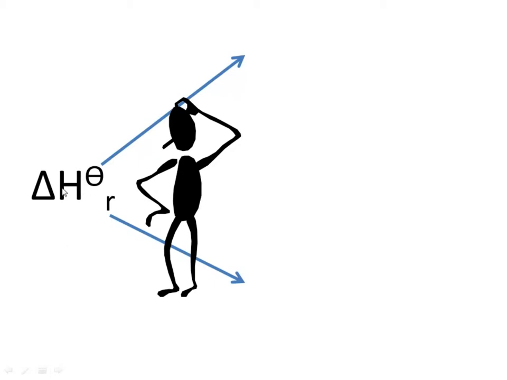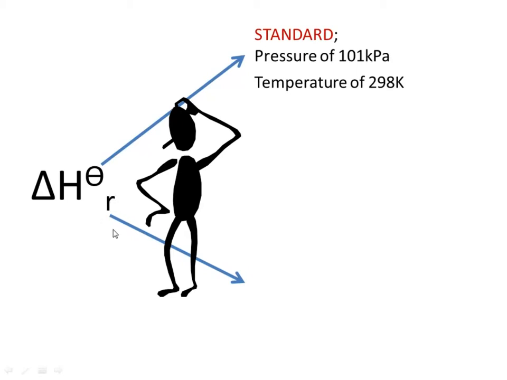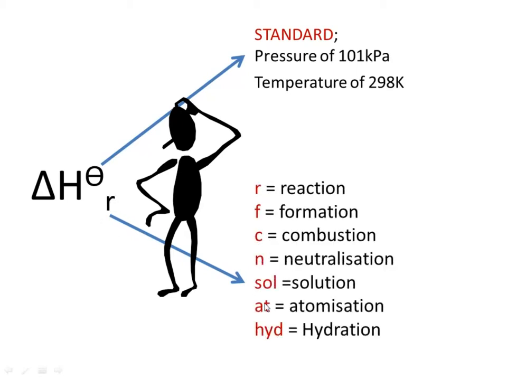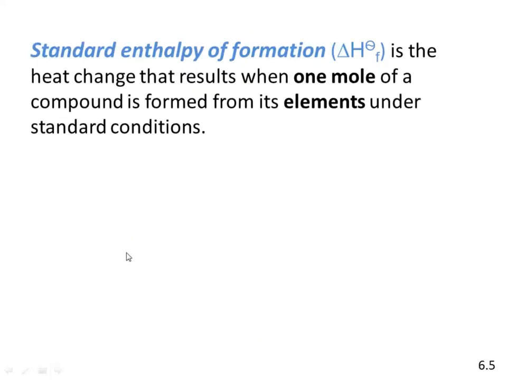We know H means enthalpy, the delta means change. This theta represents standard conditions of temperature and pressure, whereas the R could be any one from these. It could either be reaction, formation, combustion, neutralization, solution, atomization, or hydration. Please pause the video and go through the definition.